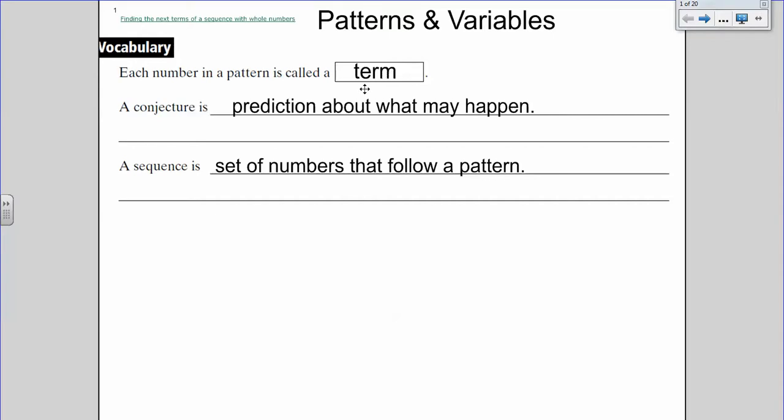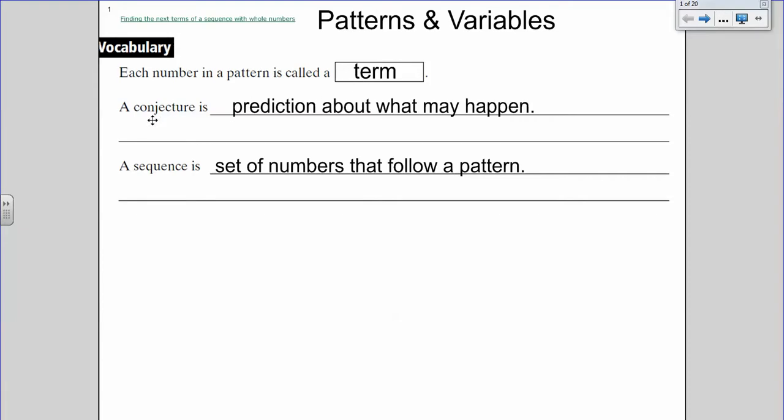We're going to start looking at patterns and variables today. And this is going to go along with anything that has a 1 in your notes packet. So some vocabulary that we need to talk about first. Each number in a pattern is called a term. So if I say what term comes next, you know that's what we're talking about.